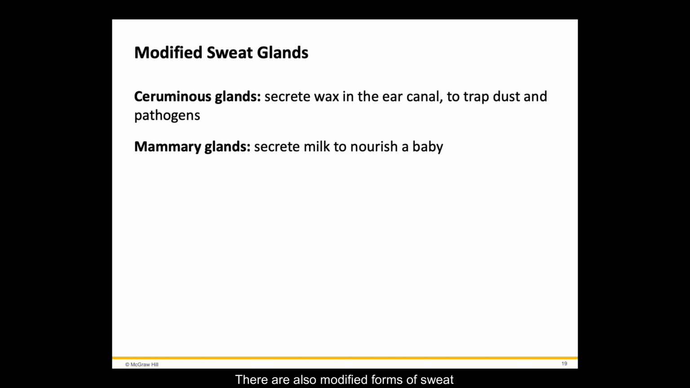There are also modified forms of sweat glands, for example, the ceruminous gland, which is located in the ear canal. Ceruminous glands produce an oily product called wax, which protects the ear from dust and other pathogens. Another modified form of sweat gland is the mammary gland, which produces milk.